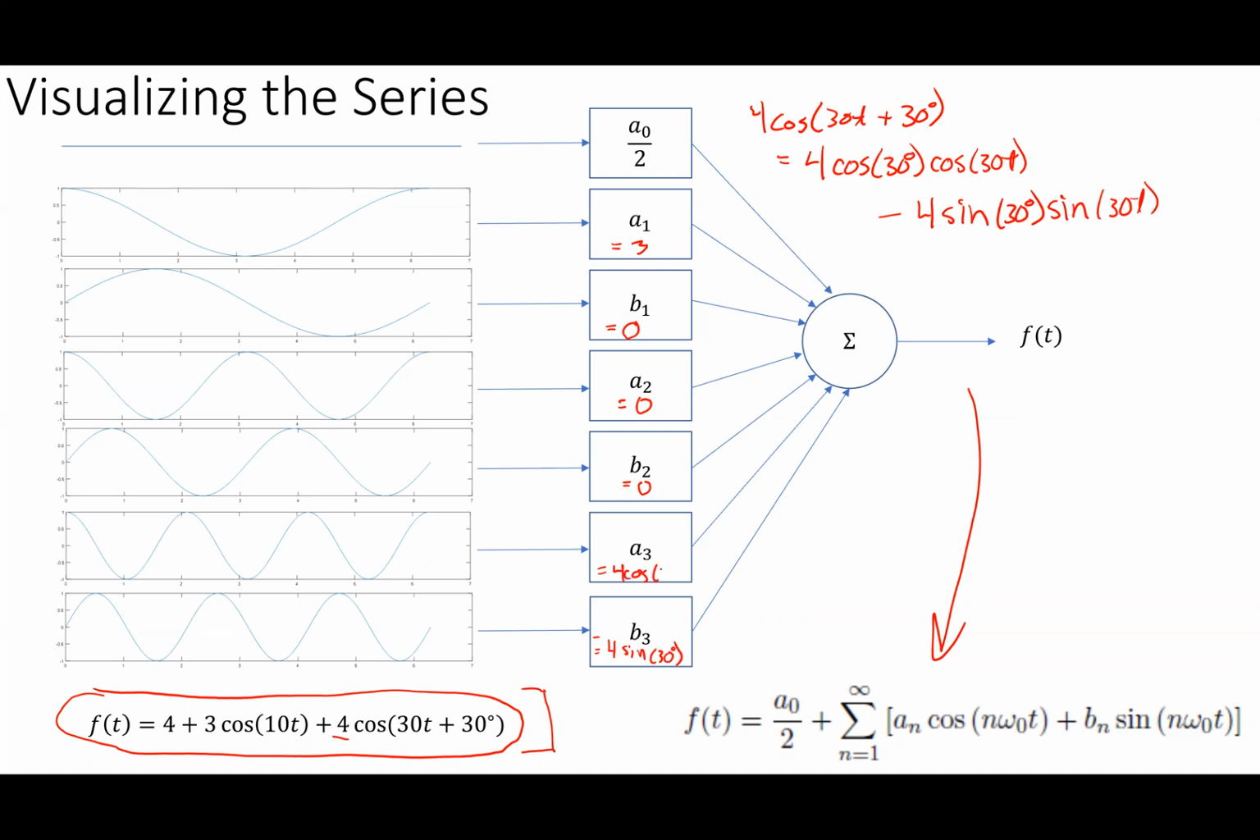Okay, and that just comes straight from a trig identity. So basically what we're doing is we're trying to figure out how much of each of those, I sometimes call these a basis, right? These are the fundamental building blocks. And I need to figure out how much of each of those building blocks I need to put in there to be able to create the original waveform.